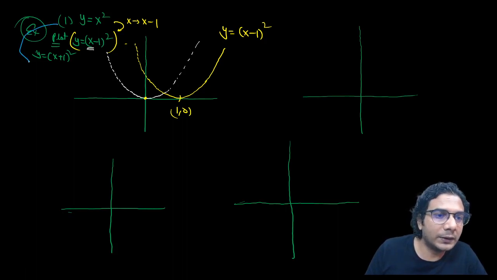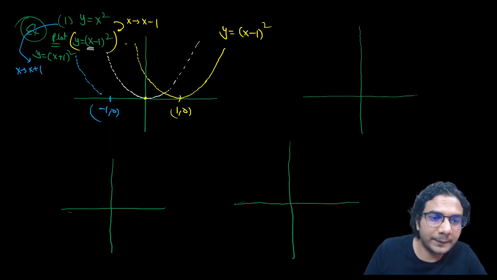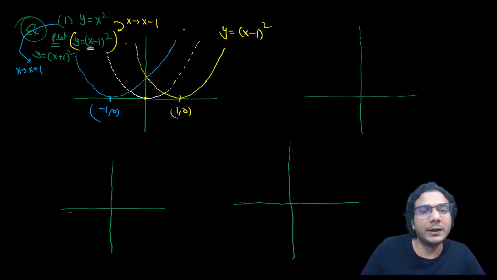Now this one. In this, x is replaced by x plus 1. The whole graph will shift towards the left. So this point is minus 1, 0, shifted by 1 unit. So this graph will look like this. Yeah, it's like this. So this is the graph of y is equal to x plus 1 the whole square. I hope you have got it.